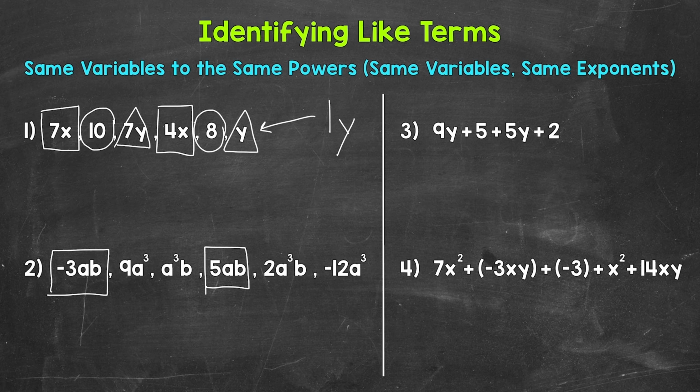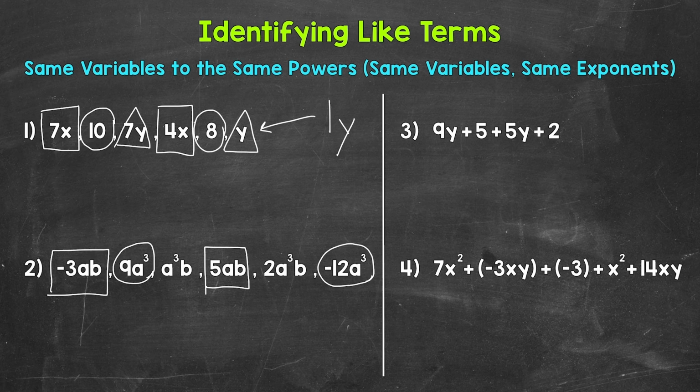Next, we have 9a cubed. So we need a variable of a to the power of 3. So let's circle this term. And then the like term is going to be negative 12a cubed. So you can see that variable of a to the power of 3 makes those like terms.